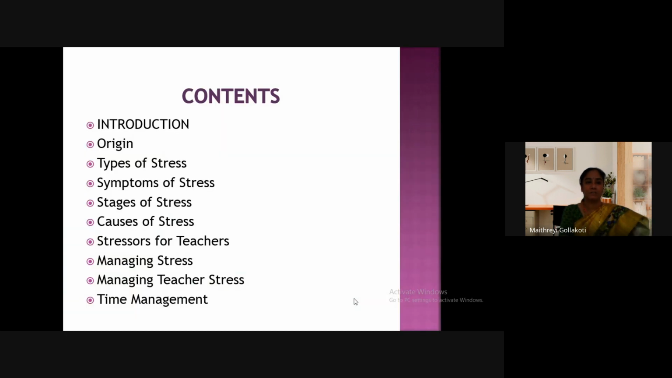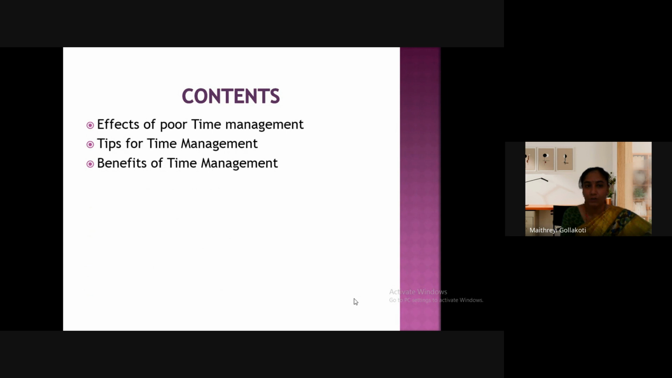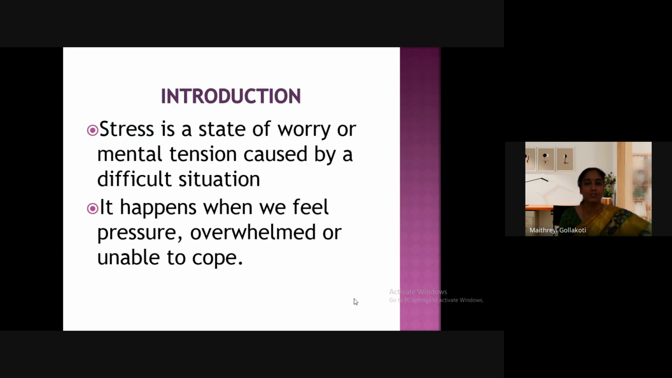Stress and management. The contents of my presentation are introduction, origin, types of stress, symptoms of stress, stages of stress, causes of stress, stressors for teachers, managing stress, managing teacher stress, time management. Next slide. Effects of poor time management, tips for time management, and benefits of time management. So let us try to discuss these issues in this presentation.